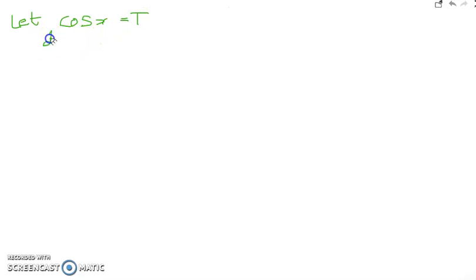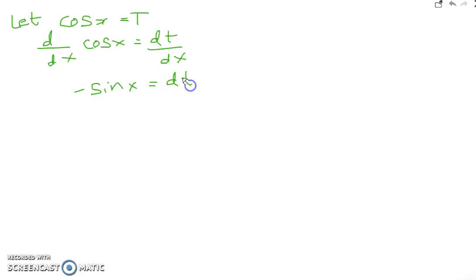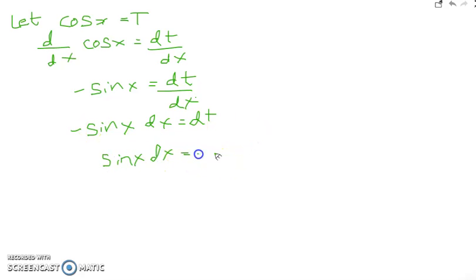T. Differentiating with respect to x, d by dx of cos x is equal to dt by dx, right? Derivative of cos x is minus sin x. Minus sin x is equal to dt by dx. Minus sin x dx is equal to dt. So sin x dx is equal to, just sending minus there, minus of dt. Understood? We have got the value of dt, we have got the value of t.